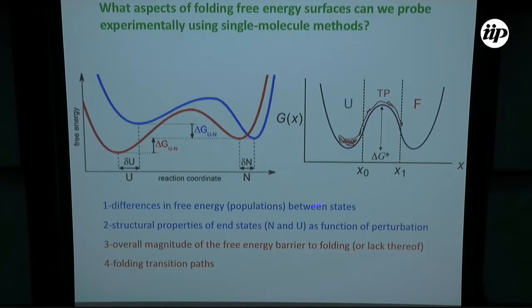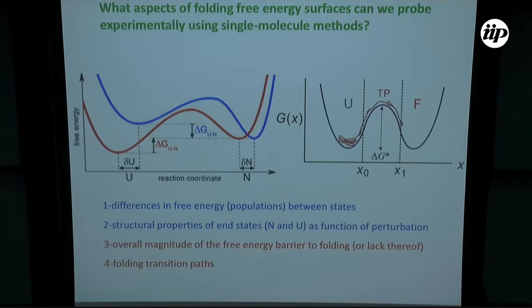The first thing you can do is measure differences in free energy and populations. In bulk experiments, you never measure populations; you measure average properties, and you determine the populations by fitting the data to a model. In a single molecule experiment, if you can resolve the states, you can quantify how much they populate, and from there get the free energies. This is a direct measurement, in contrast to what bulk experiments do.